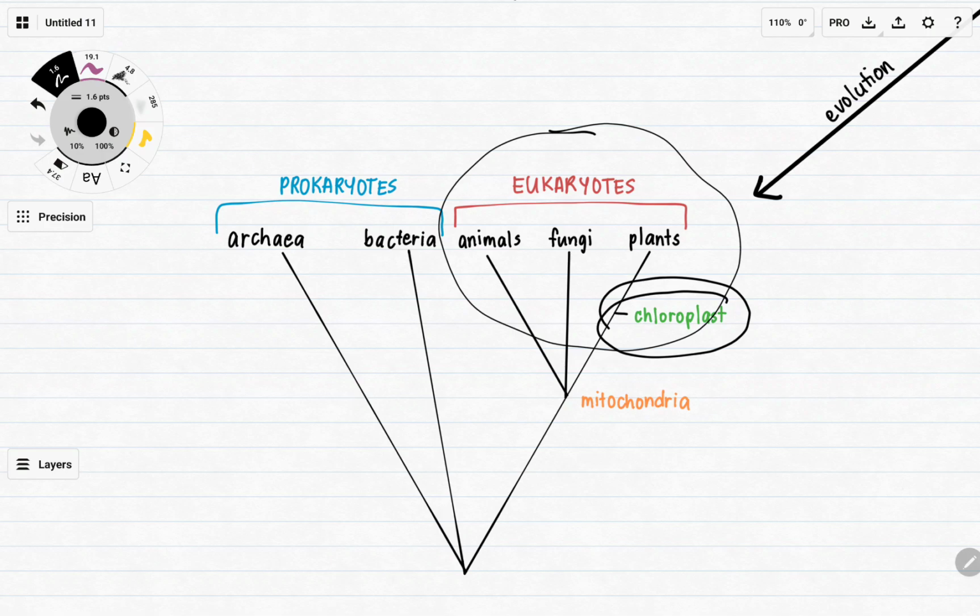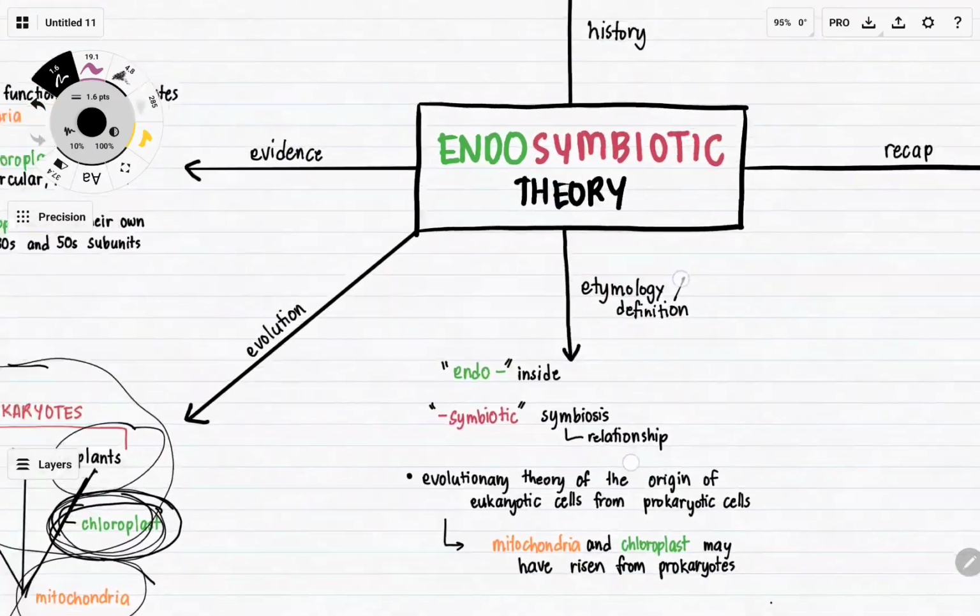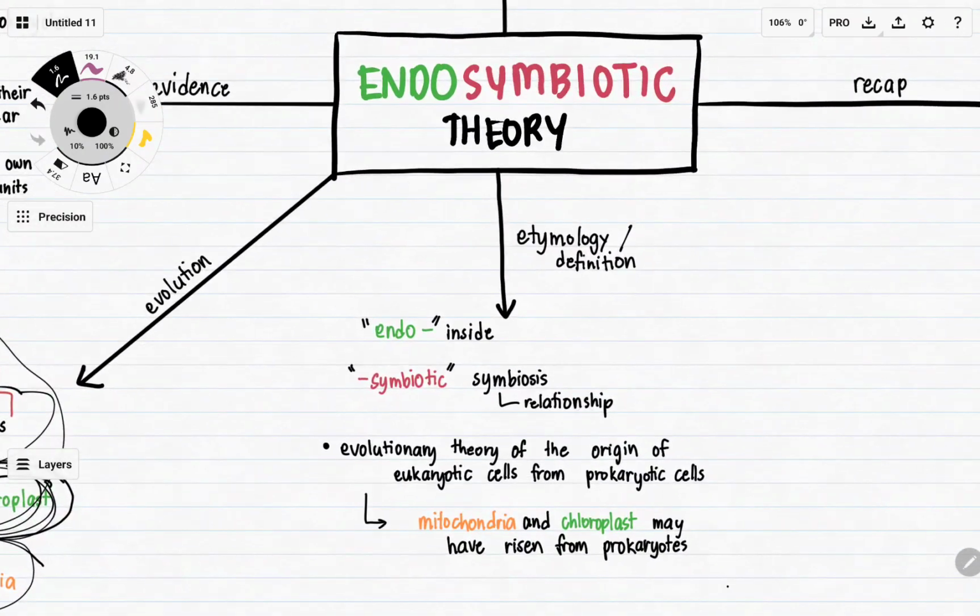Let us remember from the recap earlier that plant cells also have mitochondria. On the other hand, animal cells do not have chloroplasts. So probably at this part, plants branched off and developed chloroplasts. And there you have it. There is the endosymbiotic theory, that the origin of eukaryotic cells has risen from prokaryotic cells.